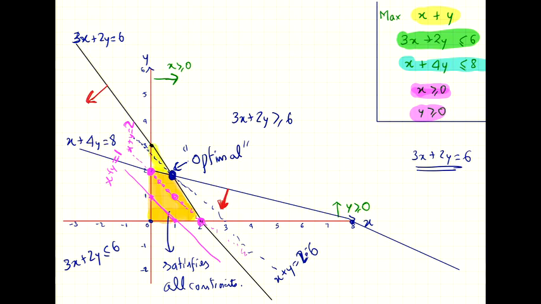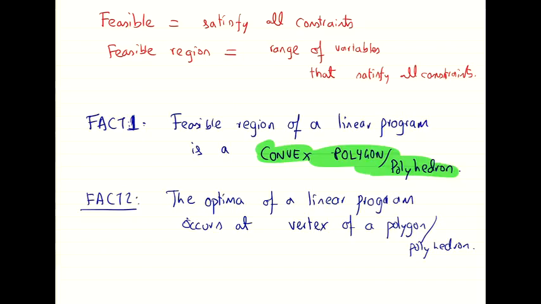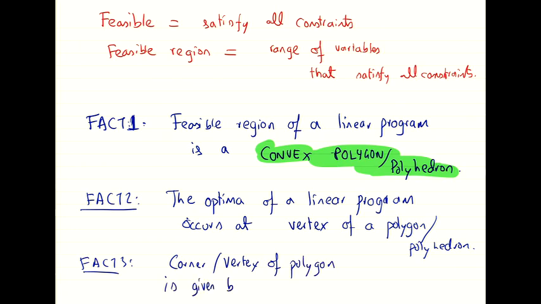So in particular, this is the third fact, which is also important: the corner, or the vertex, of the polytope is the unique point of intersection of the equality constraints, the hyperplanes that define the constraints.